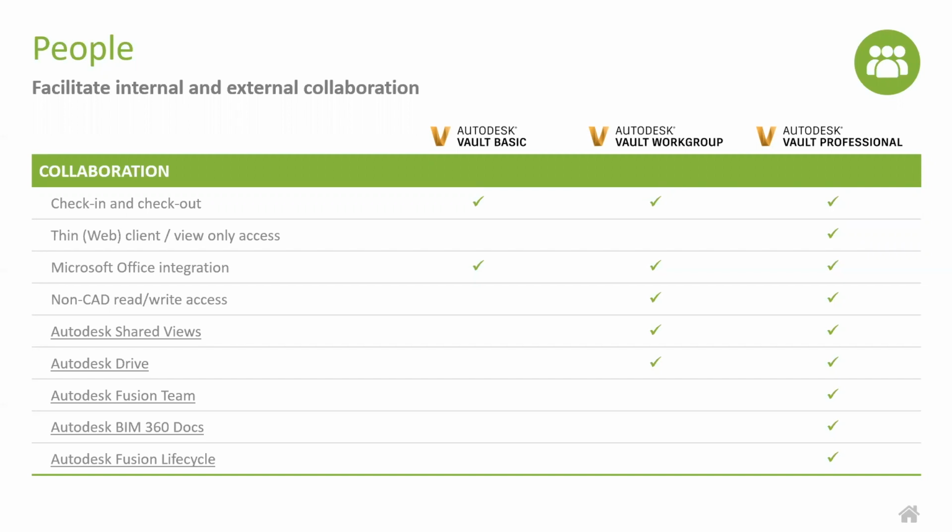Vault Basic will come with most of your products or collection, but you will get a little bit more with Vault Workgroup. And mainly I want to say that non-CAD access is incredible and starts with Workgroup. Then if you want to push the envelope a little bit more, Vault Pro has a great integration for bill of materials and also items. What's great about it is all the other connections that we have for our different solutions, like Fusion Team, BIM 360 Docs, and Fusion Lifecycle as well. But that should be a nice segue for the next episodes of our series.